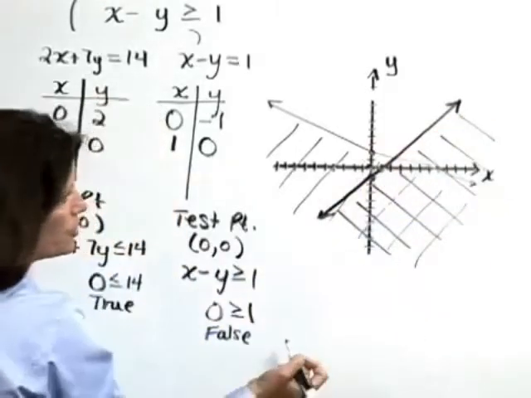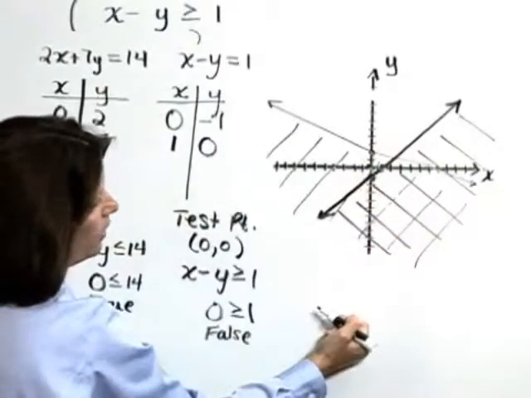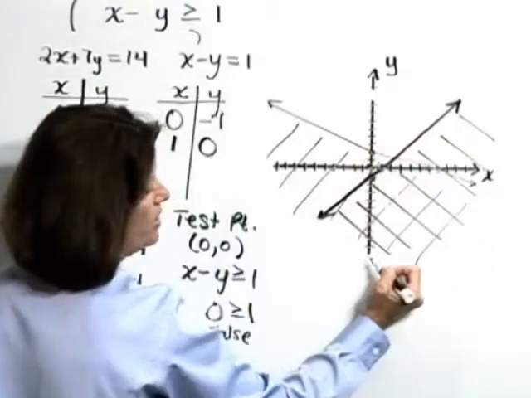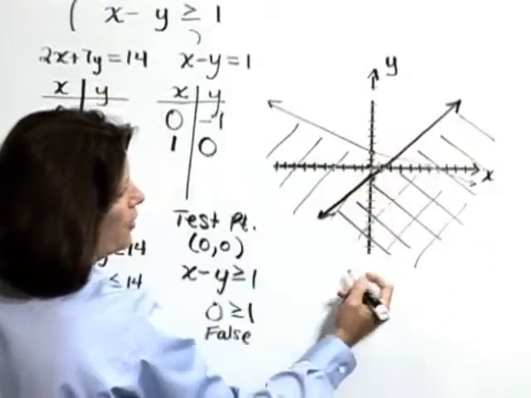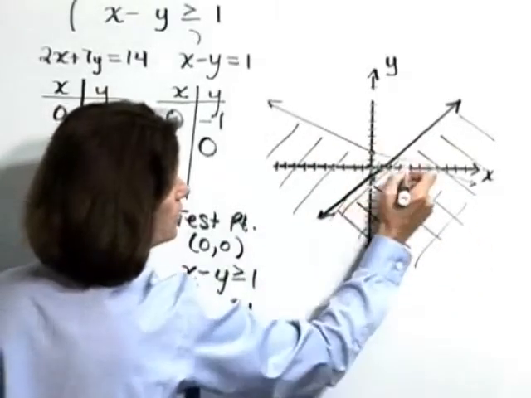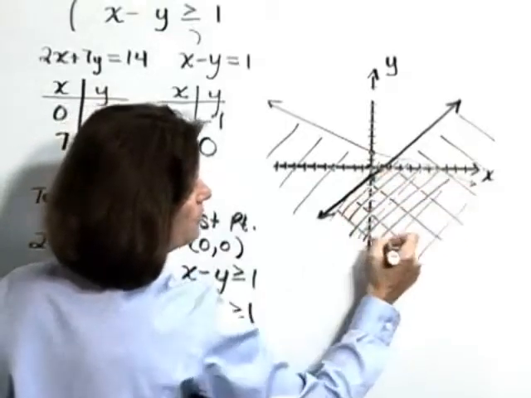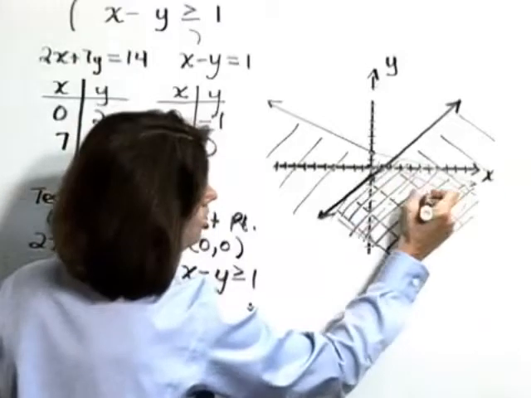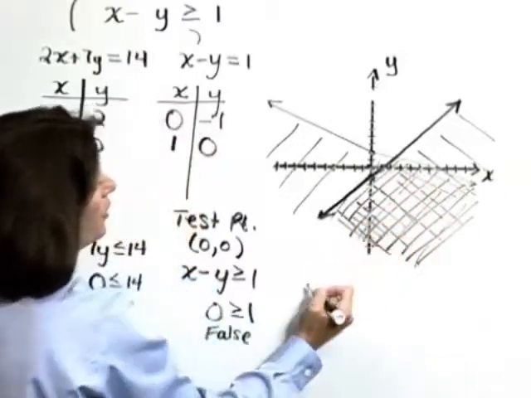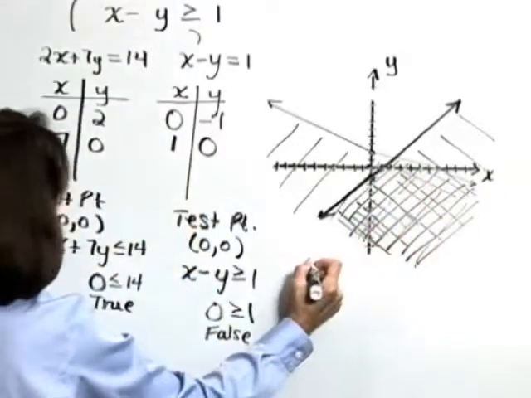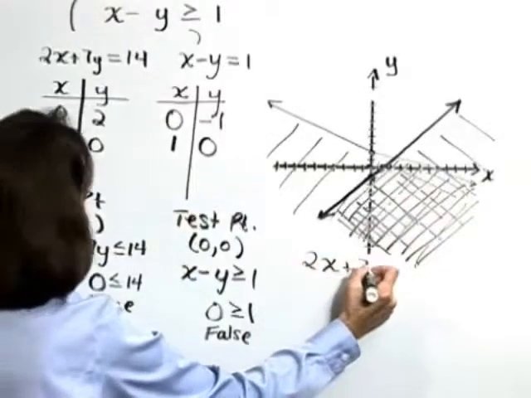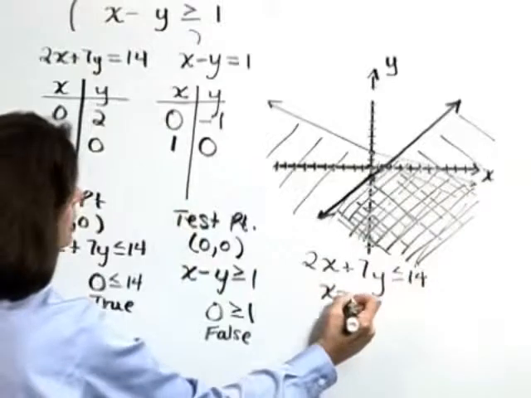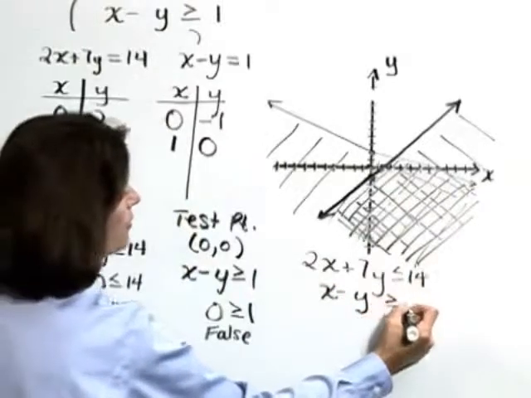Now, for our solution to our entire system of inequalities, that solution is this intersecting region that is a solution for both inequalities. So our solution, I'm just going to bold this a little bit more, is this region that is down below both of the lines. So we have indeed graphed the system of inequalities 2x plus 7y is less than or equal to 14, and x minus y is greater than or equal to 1.